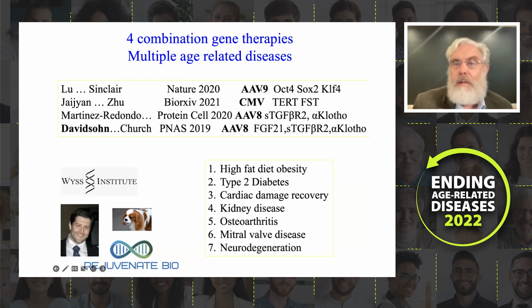which is a very small vector, but it's nevertheless can deliver these combined therapies, either by putting more than one in the same capsid or having multiple capsids. All 3 of those studies, Noah Davidson was a co-author on, and then he left his postdoc in the Wyss Institute in our lab to start Rejuvenate Bio, focused initially on dogs, particularly the spaniel, which has a mitral valve disease. We added that to our growing list of now 7 age-related diseases, and it's going up.